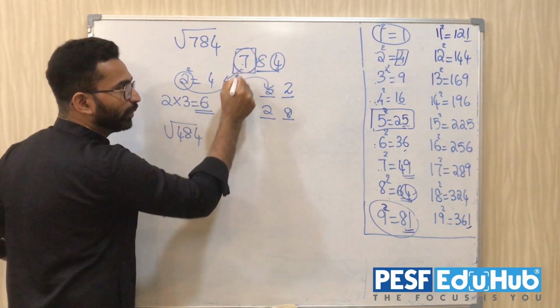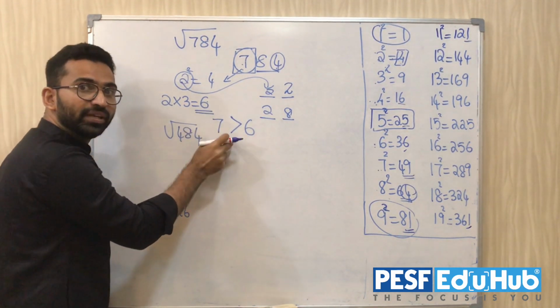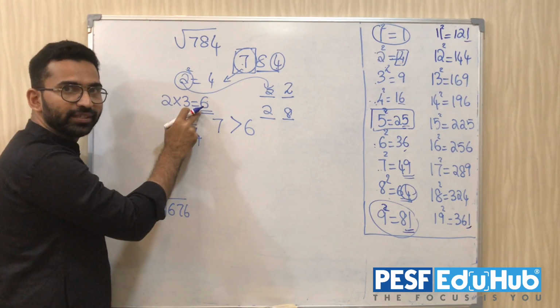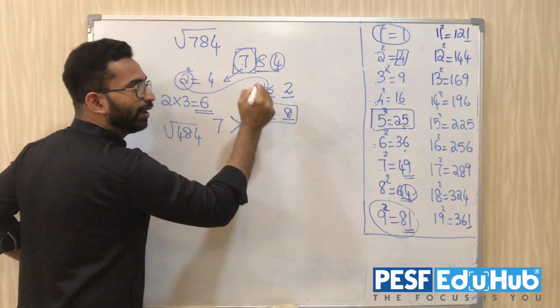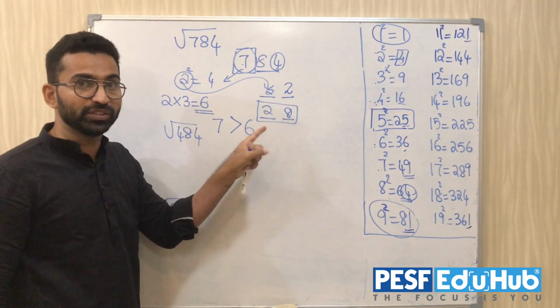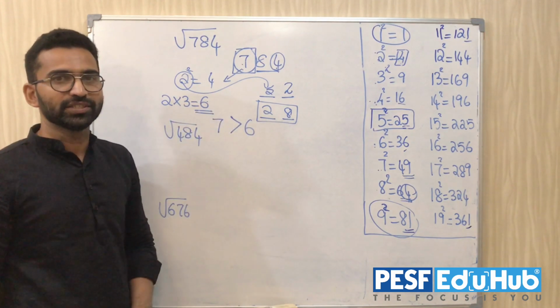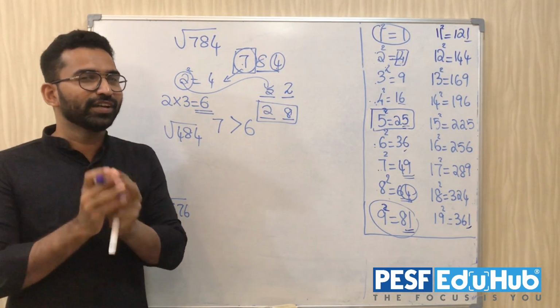I know that the 7 in the question is bigger than the result you got here, right? It means your answer will be the bigger number among these. What is the bigger number? This is 22 and 28. Which is the bigger number? 28, which means your answer is 28. Okay? The procedure is very simple.